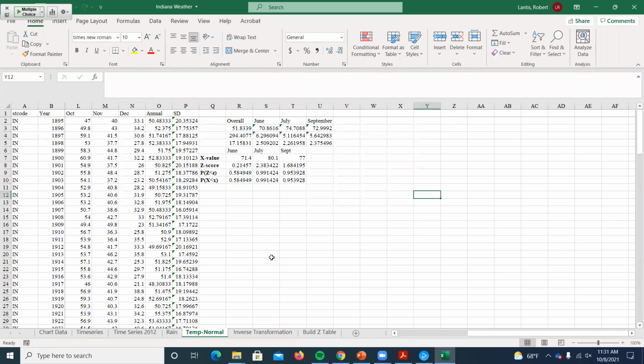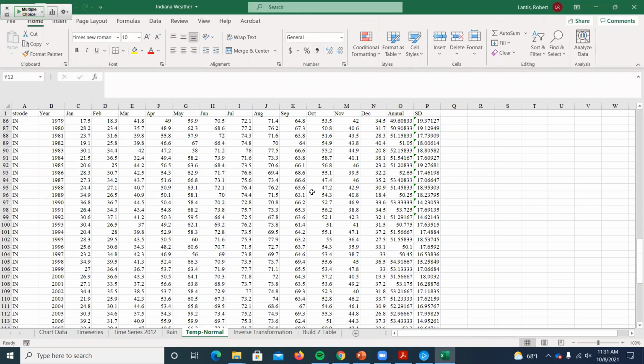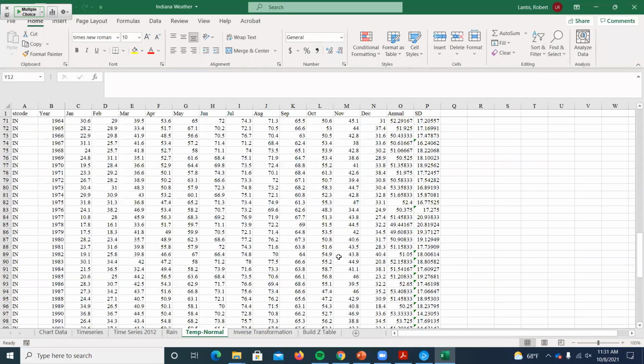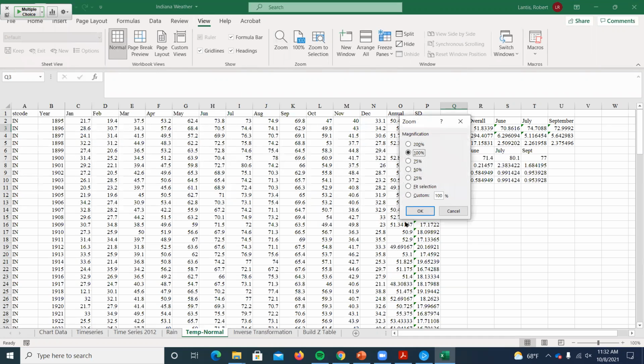So not only does rainfall follow a normal distribution, temperature is pretty close to a normal distribution as well. What I have here is every single month in Indiana for every year, whatever the average temperature was that month. I think this is a little different in the slides because I've got some newer data here. Okay. So I go up here, and if I wanted to find the overall, start labeling this. Let's go to view, zoom, so we can see this a little better.